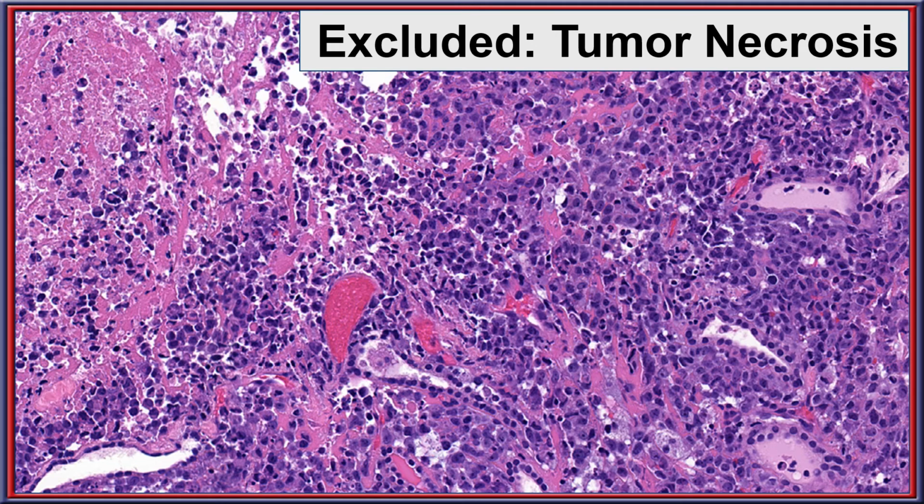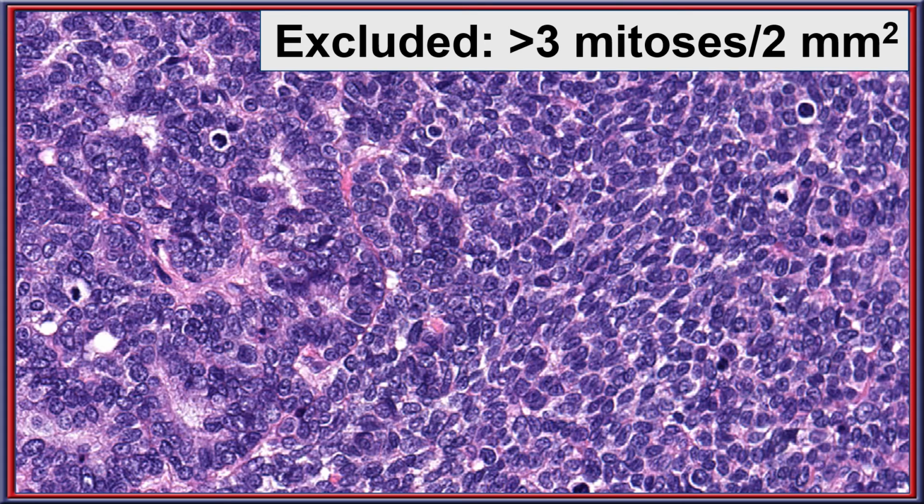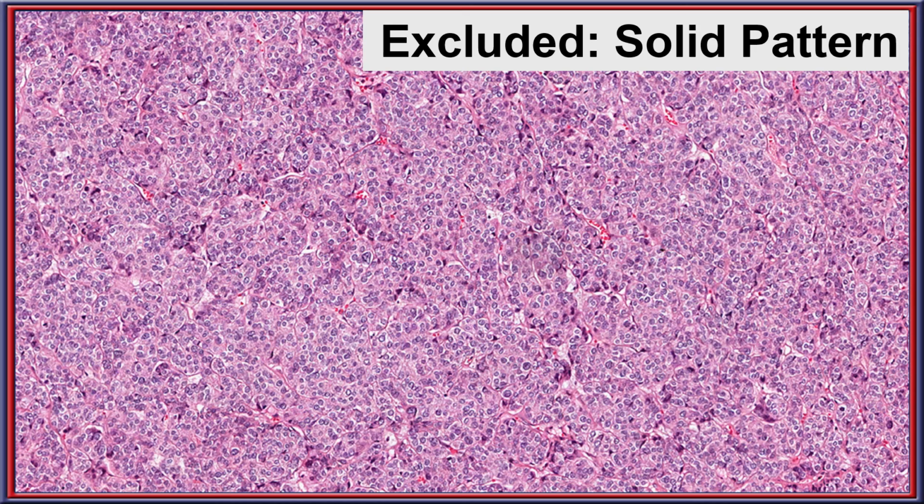So here you can see that there is well-formed tumor necrosis. This is way too much and therefore is not going to fit into the category. This is a solid area of tumor, but I'm using it just to highlight that there are 6 or 7 mitotic figures present in this lesion, and that is just way too many for it to be considered within the NIFTP category. The solid pattern over here, again, is an exclusion criterion, especially if this is the dominant finding.